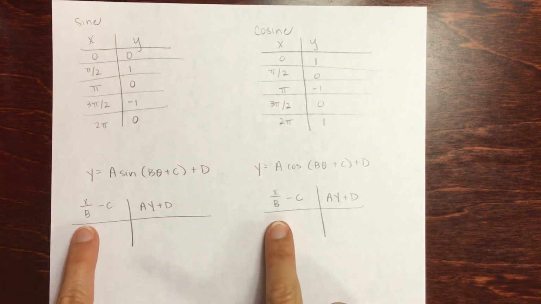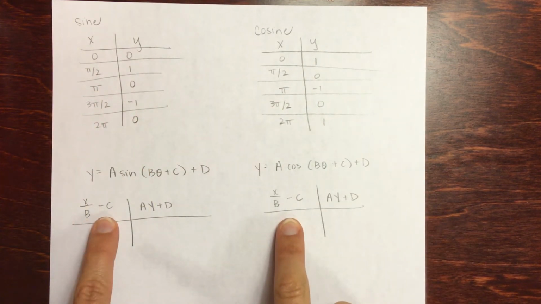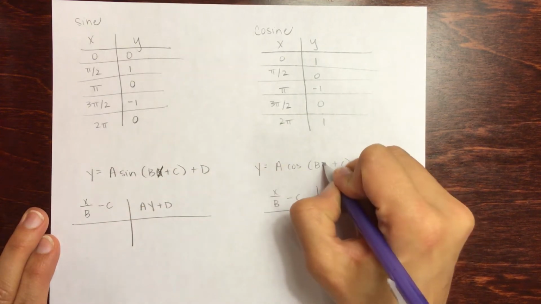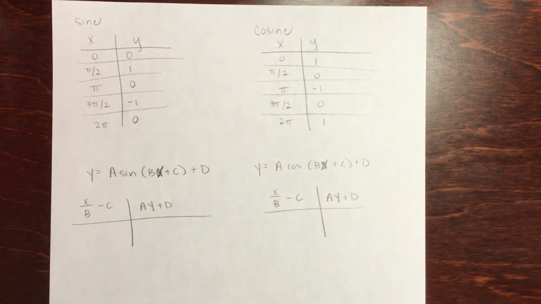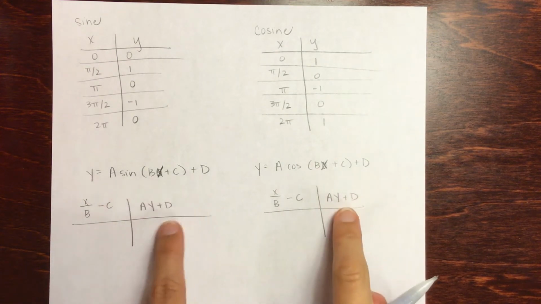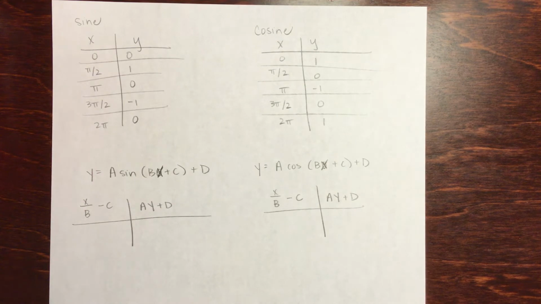You would divide by b and subtract c from anything that's in your x. That's why a lot of times we write an x here instead of a theta, to remind you that these go with your x values. And straightforward, multiply by any a's and add on any d's to your y values. It sounds a little confusing, but it's not bad.